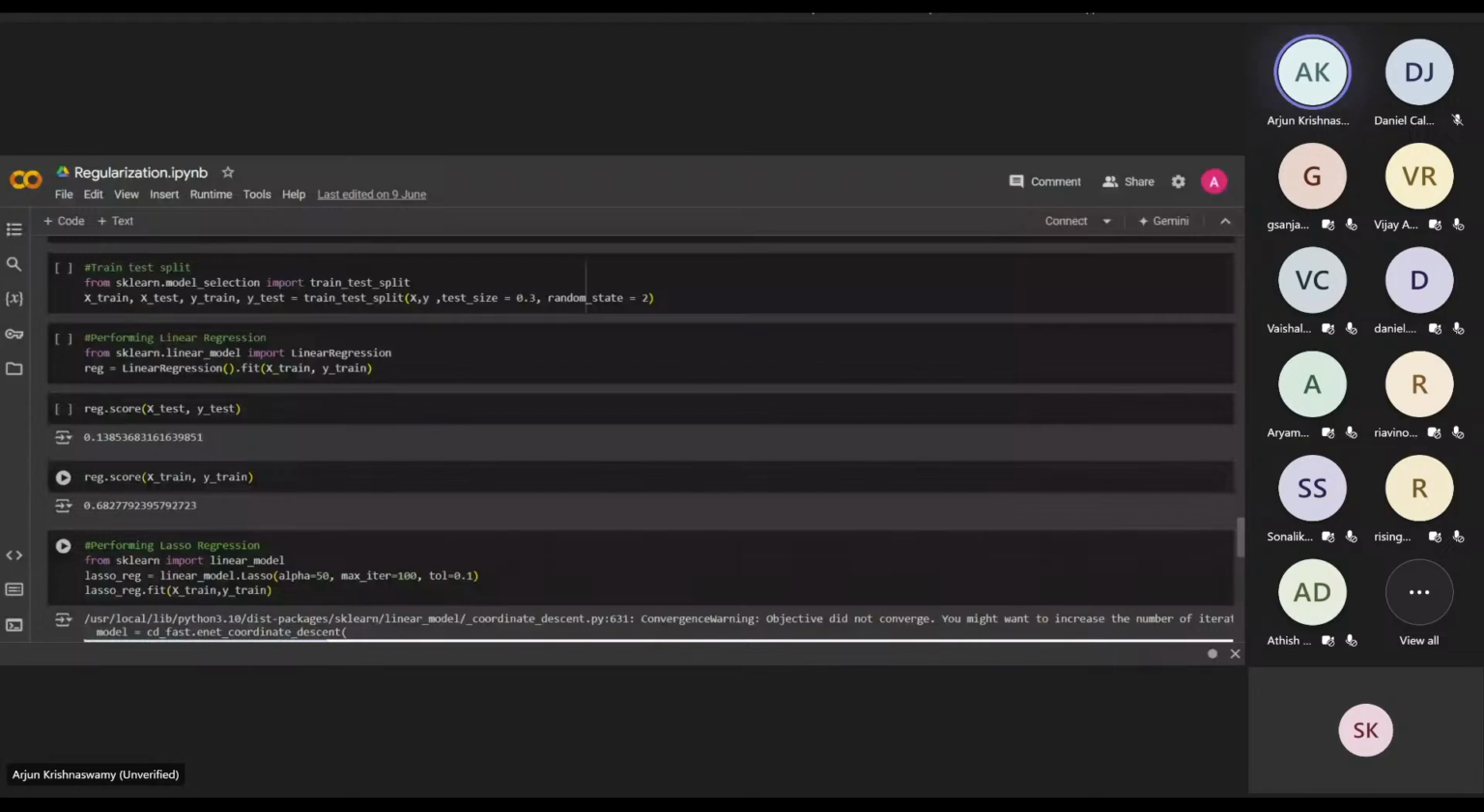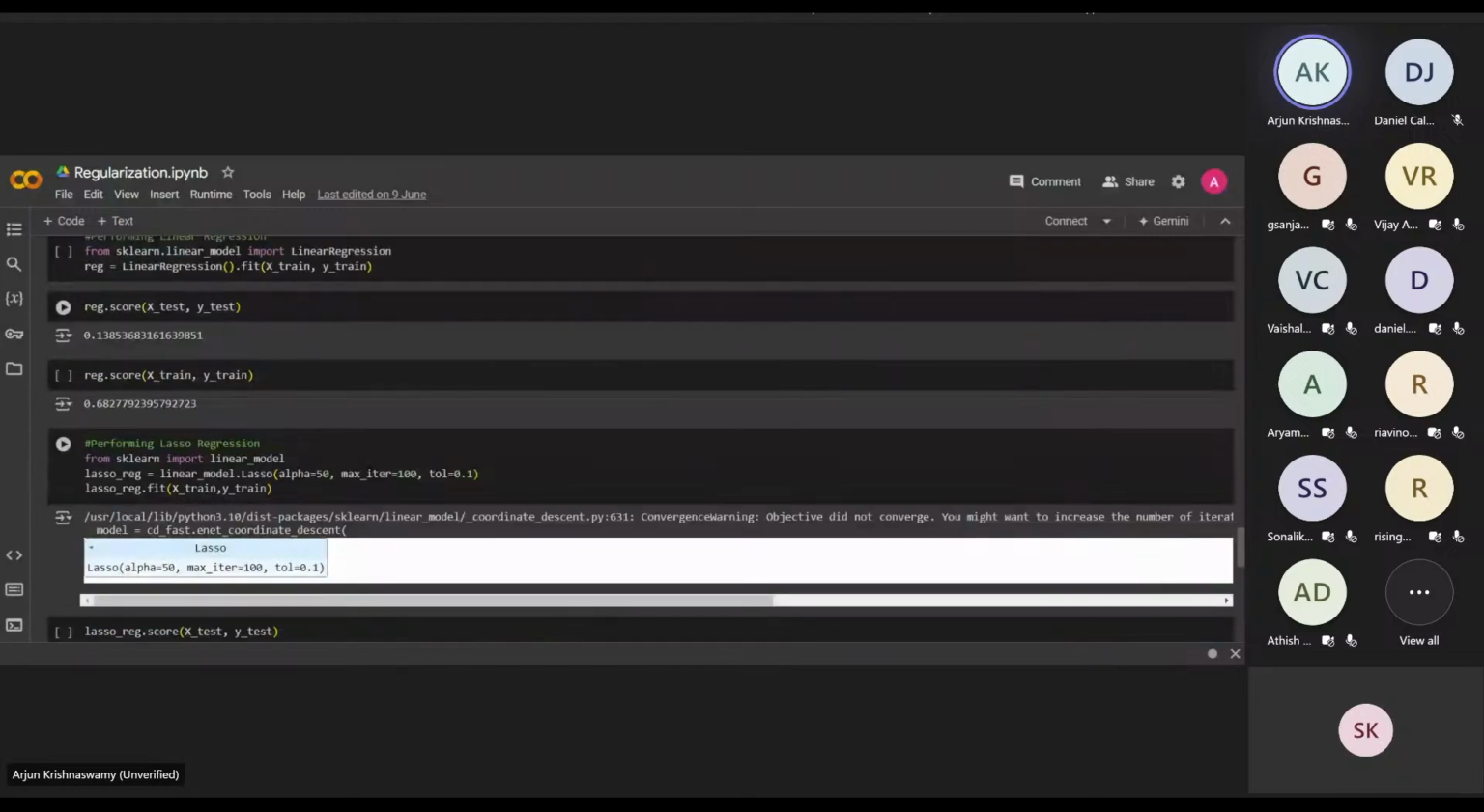So we then fit the model. That is, we perform linear regression. We just have to do dot fit. It's very simple using sklearn, and we use reg.score to print the accuracy. When you see the accuracy on our test data set, it is very low. It's 13%, 0.13, with linear regression.